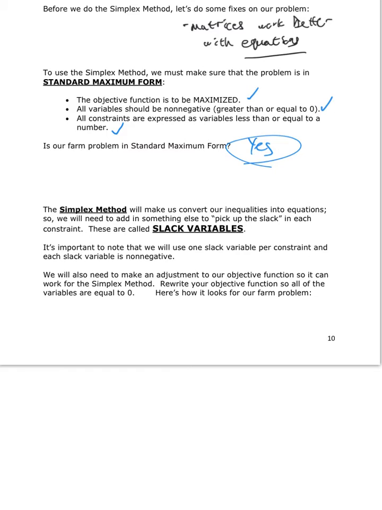In order to do so, we need to add in something to quote-unquote pick up the slack in each constraint. Now, I want you to go back to that bicycle problem that we did on the spreadsheet in class. That problem is one where we had to take a look at, if we spend so many labor hours in one department, then I've got some left. Well, any unused resource is called slack.